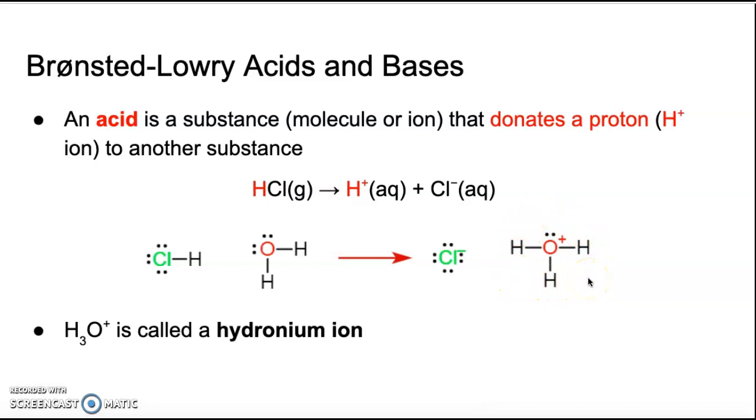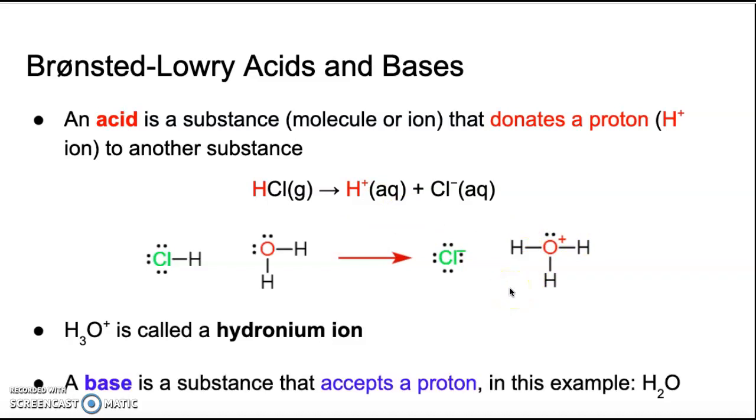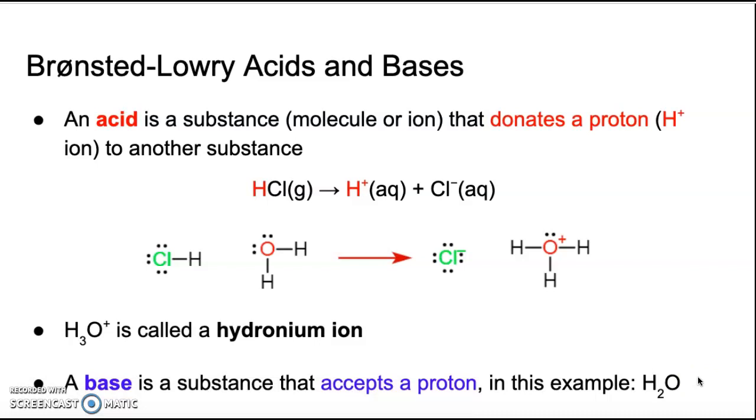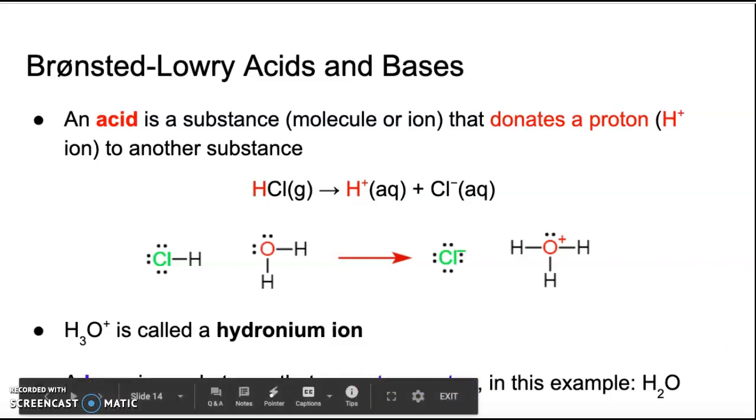So that H3O+ ion is what we call a hydronium ion. This is going to be interchangeable with an H+ ion. So when we say H+ in solution, like we've written here H+, what we really mean is a hydronium ion, which is a water molecule with an extra proton on it. By this definition, a base is going to be a substance that accepts a proton. So in this case, the water molecule is accepting the proton from the HCl. So water is the base in this reaction.